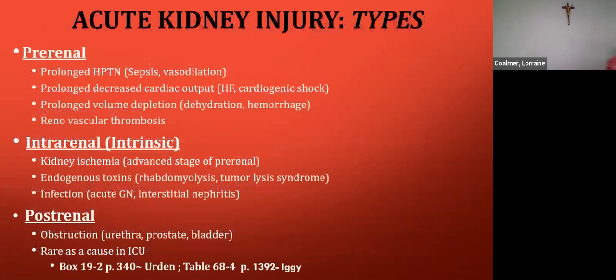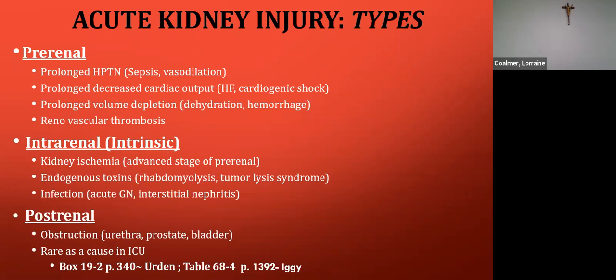All right, you absolutely, 100% need to know these types. You've got to figure out which is which. So let's talk about each one of these. Prolonged hypotension. Sepsis or massive vasodilatation. If I had an allergic reaction, I'd have massive vasodilatation.